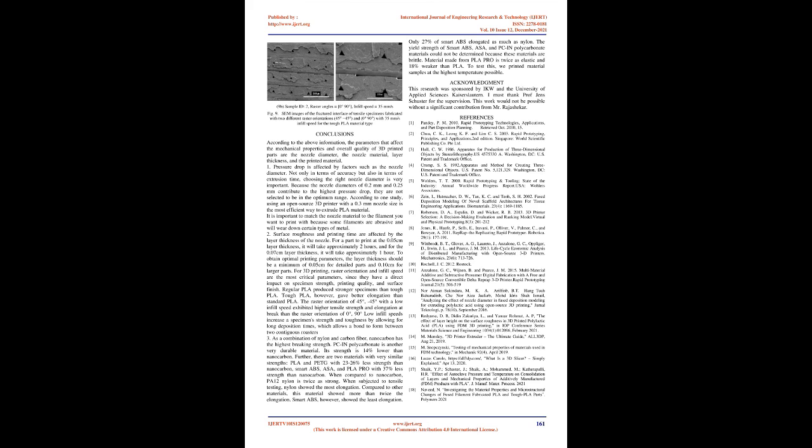When subjected to tensile testing, nylon showed the most elongation. Compared to other materials, this material showed more than twice the elongation. Smart ABS, however, showed the least elongation. Only 27% of Smart ABS elongated as much as nylon. The yield strength of Smart ABS, ASA, and PC polycarbonate materials could not be determined because these materials are brittle. Material made from PLA Pro is twice as elastic and 18% weaker than PLA. To test this, we printed material samples at the highest temperature possible.